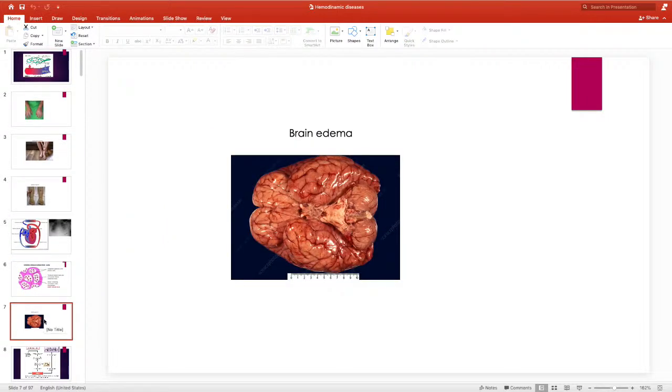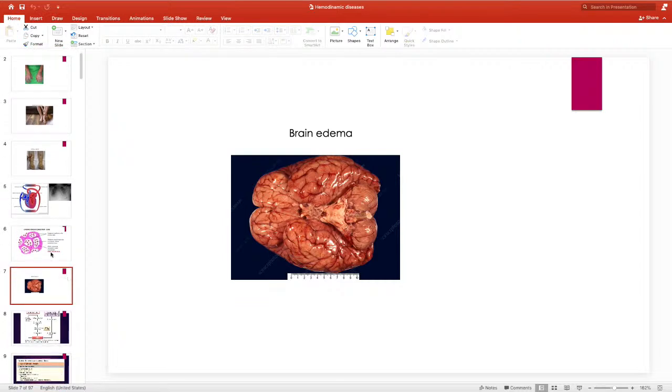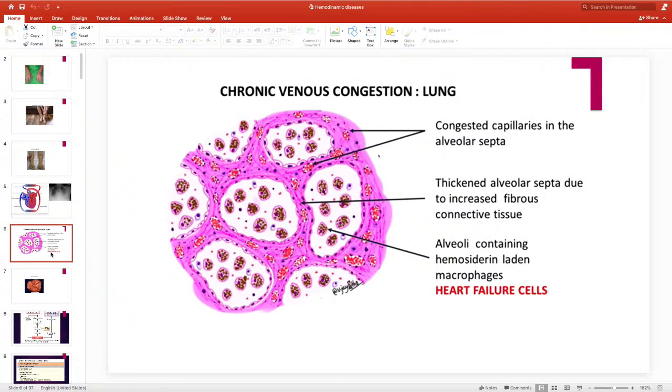As you see here, this is brain edema. Edema we can have everywhere, in the brain, in the extremities, in any part, and you must be able to differentiate what is the reason for edema. This is because of inflammation, because of low oncotic pressure, because of high hydrostatic pressure, or sometimes we have lymphedema because of many causes.